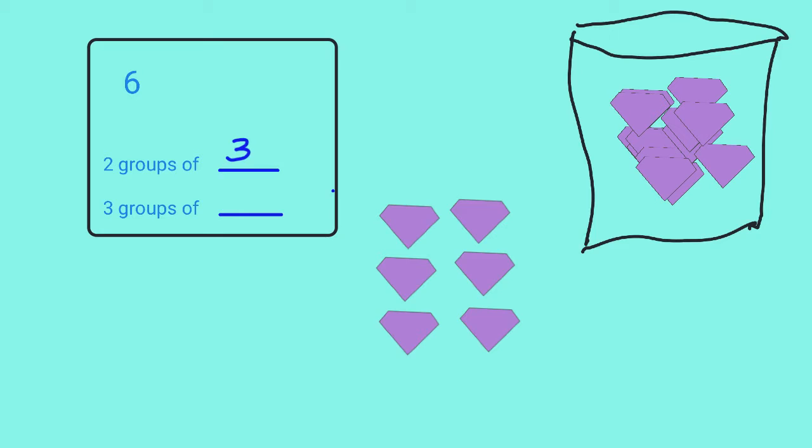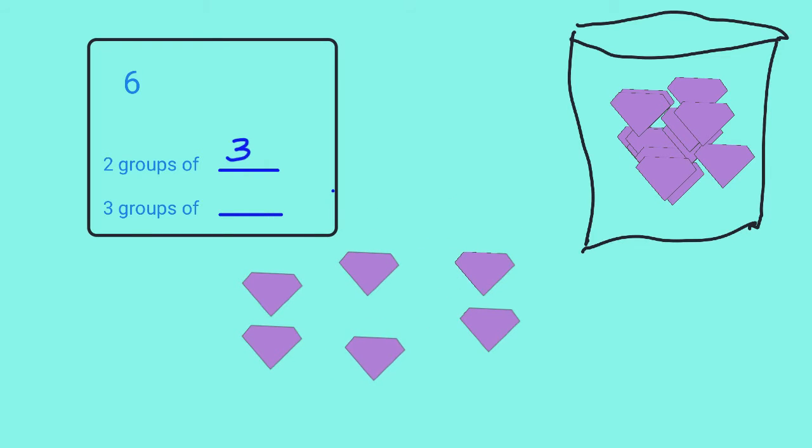But what if we had 3 people who wanted to share the diamonds? How could we do that? Well, let's see. We could share them like this. So how many groups of diamonds do we have? Get ready? Yes, 3. So if we have 3 groups of the 6 diamonds, how many diamonds are in each group? Get ready? Yes, 2 diamonds.